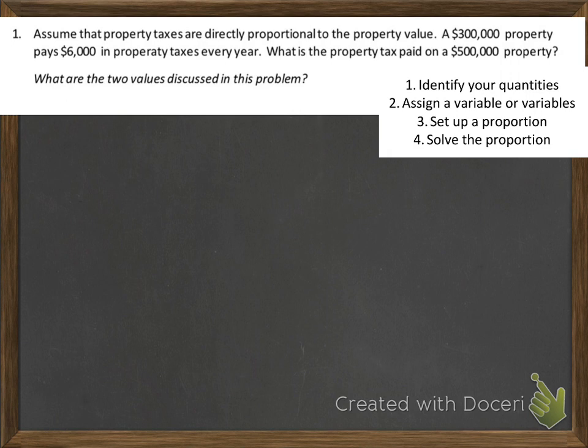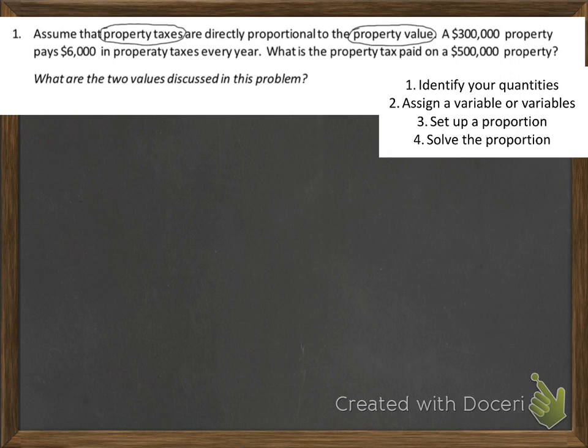All right, so let's get into an actual example. This says, assume that property taxes are directly proportional to the property value. So let's think about what that means. Your property taxes is the amount of money that you pay the government for owning a property. So it's saying that they're directly proportional to the property value.